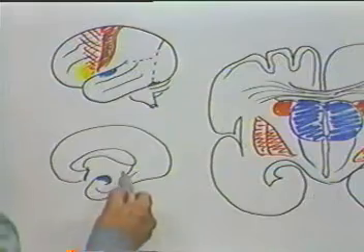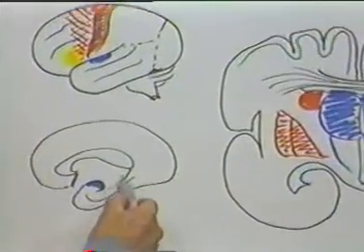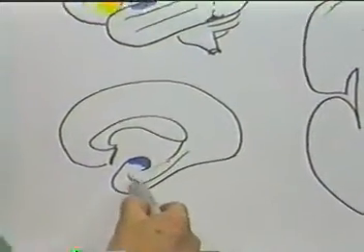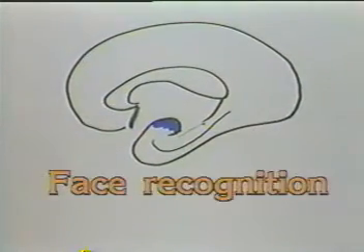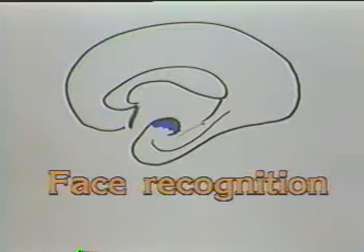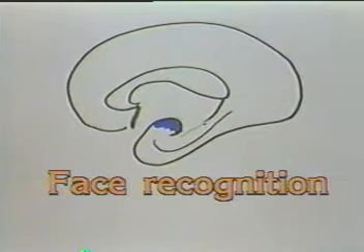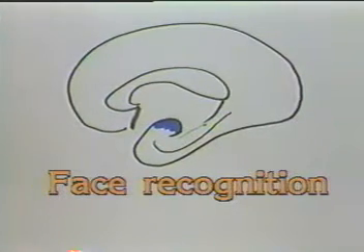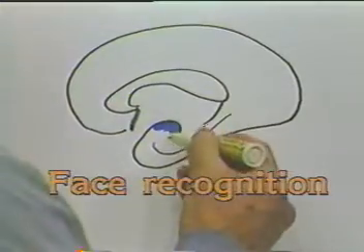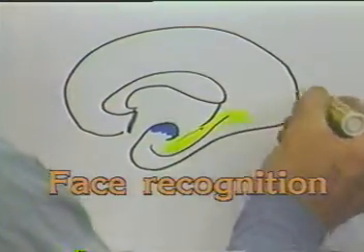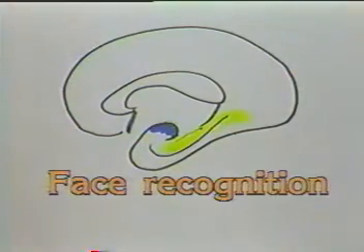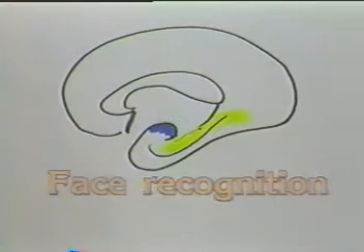The parahippocampal gyrus here and other areas in the surrounding region are of importance for face recognition. You know, the recognition of faces is an important talent, and it seems that quite a large area in this general region of parahippocampal gyrus, further back towards the occipital lobe, are of importance for face recognition.